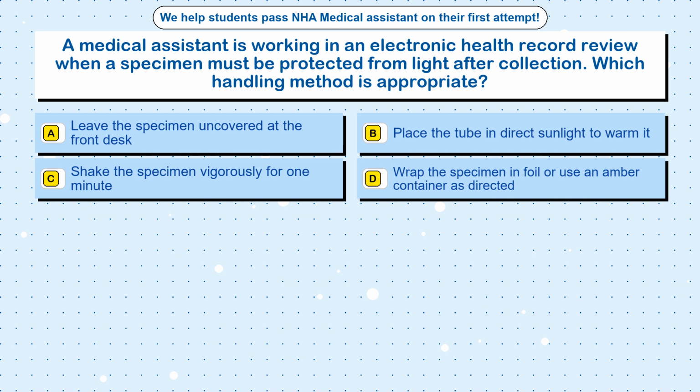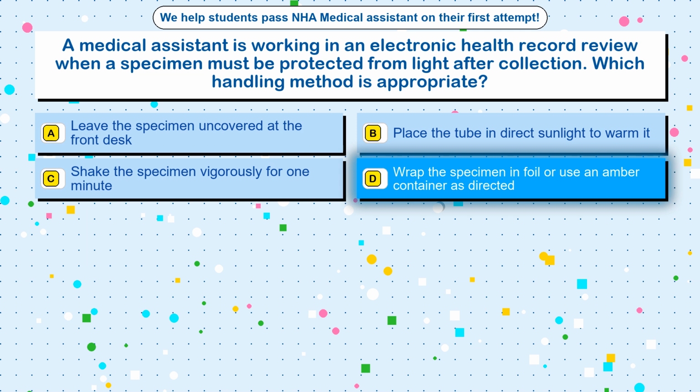Question 48. A medical assistant is working in an electronic health record review when a specimen must be protected from light after collection. Which handling method is appropriate? Option A, leave the specimen uncovered at the front desk. Option B, place the tube in direct sunlight to warm it. Option C, shake the specimen vigorously for 1 minute. Option D, wrap the specimen in foil or use an amber container as directed. The correct answer is option D.